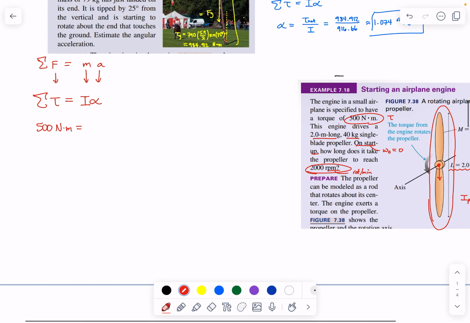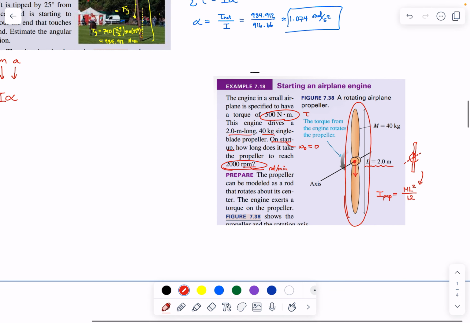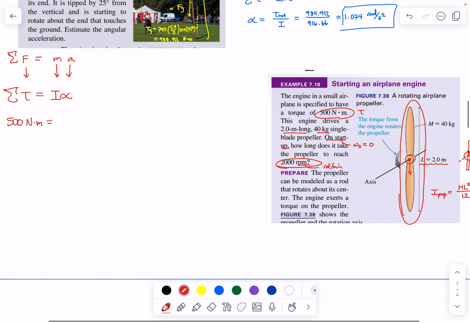And we want the rotational inertia, which is going to be the mass of the propeller times the length squared over 12. So we have 40 times the length squared. That's going to be 2 squared over 12.